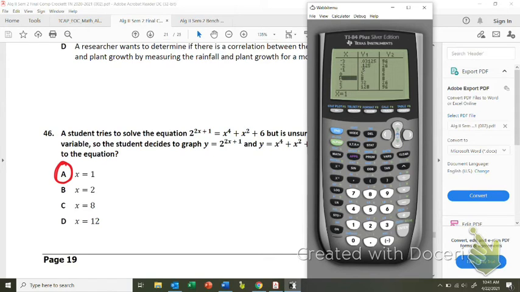A. If you look at x equals 2, it's 32 and 26. So that would not be right. And if you go down to 8 or 12, they will be different. Therefore, they will not be right. You're looking for when your y's are the same.